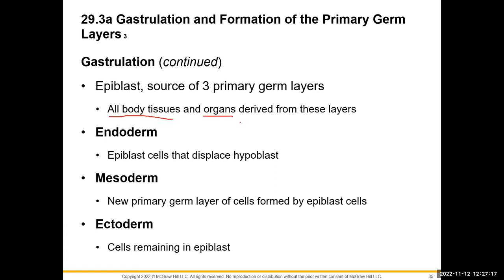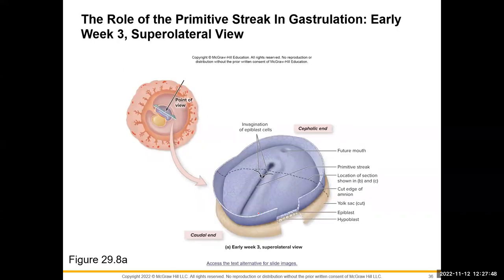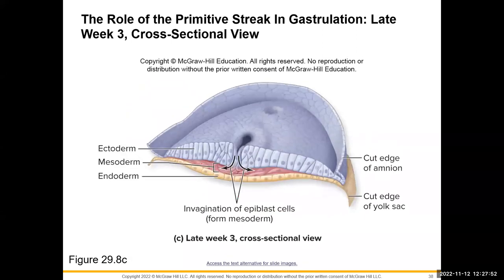So the endoderm is pretty much going to be the cells that replace or displace the hypoblast, the lower layer. The ectoderm is going to be the cells that just stuck around from the epiblast. And then the new layer that formed, the mesoderm layer, is the new layer in which those cells that came from the epiblast push their way in between the epiblast and the hypoblast layer. So the mesoderm is like the new kid on the block. That's what we're going to see right in the middle. There's the mesoderm. But those cells came from this layer of cells, from the previous epiblast. So this is occurring pretty much in the third week. So by the end of the third week, you've got these three cell layers that are present now.